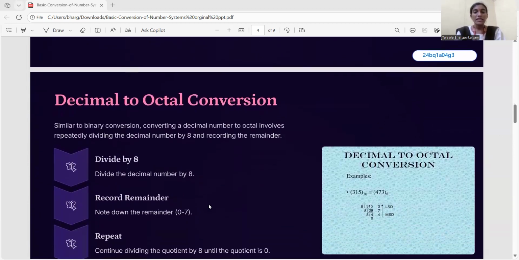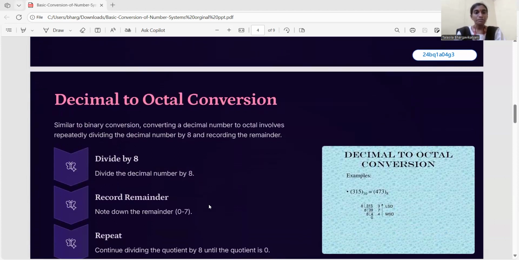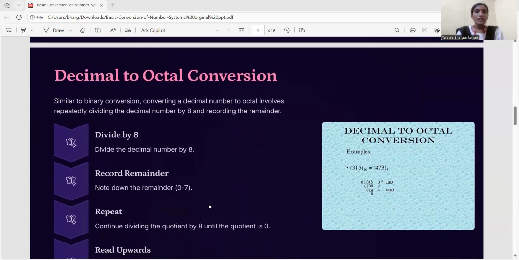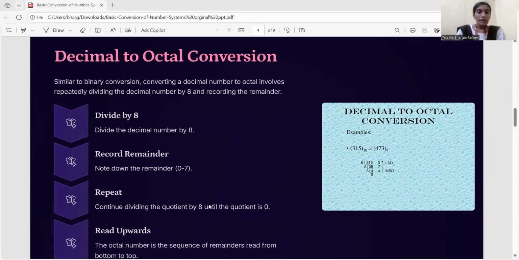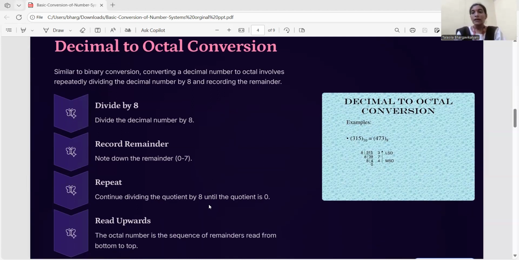Second, we will see about decimal to octal conversion. First, we need to divide the number by 8. Next, we need to write the remainders from 0 to 7, and the remainders should not be above or equal to 8. It needs to be below 8, and repeat the division with 8 until we get coefficient 0. And we need to write the remainders from bottom to top.